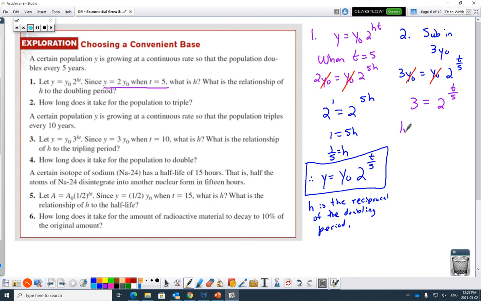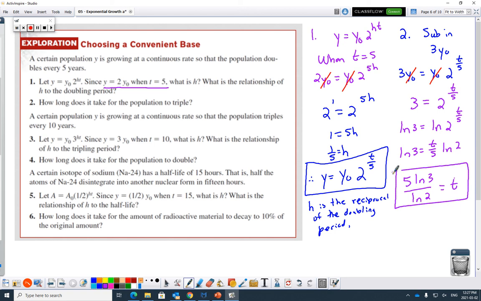So I get ln of 3 equals ln of 2 to the t over 5. Why is that so important? Because log laws allow me to bring that down. And then I can solve for t. And the reason we leave it in that exact form is there's something more to this somehow. To see how long it takes to triple, check this out.